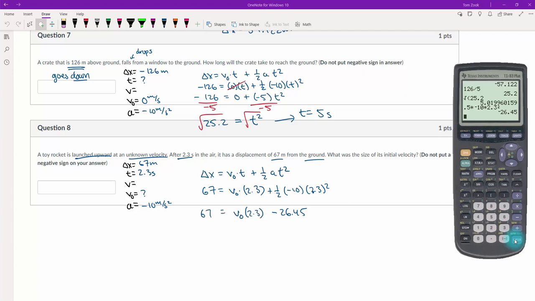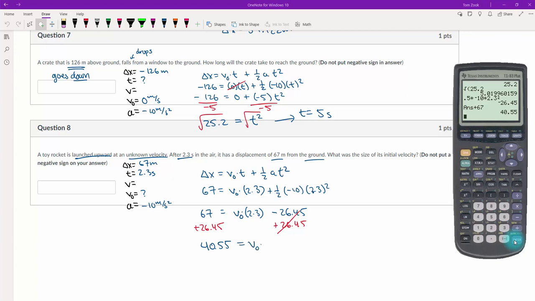So at this point, again, sometimes people will say like, oh, I'll just get that 2.3 and then this, and well, you can't. The 2.3 is multiplied to the V0. Can't do anything with it until you get rid of all the addition subtraction stuff. So I'm going to add the 26.45 to both sides. So it disappears on the right-hand side. If I add that to 67, what do I get? I get 40.55 equals V0 times 2.3.